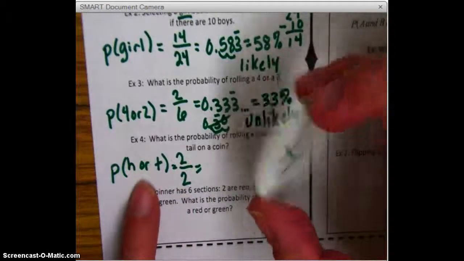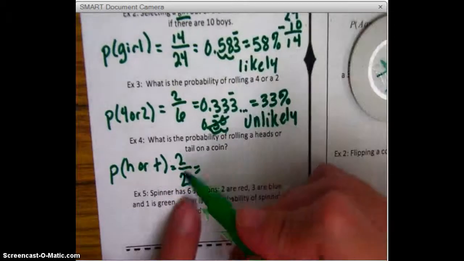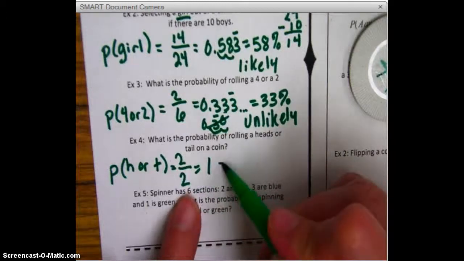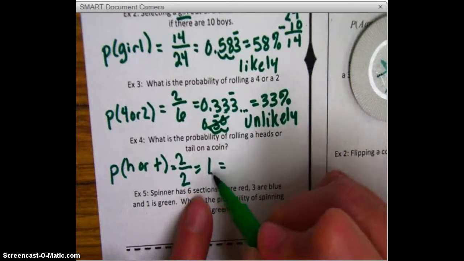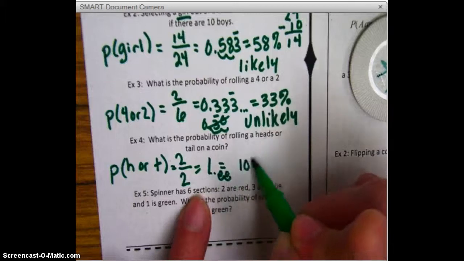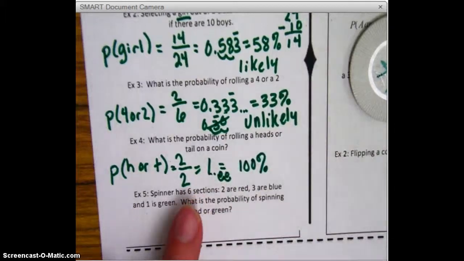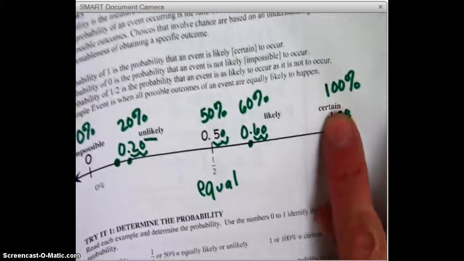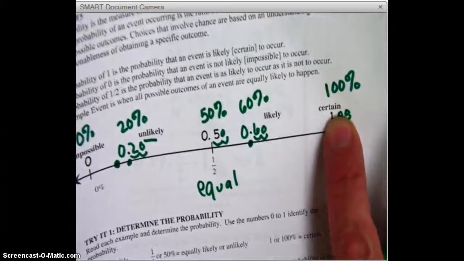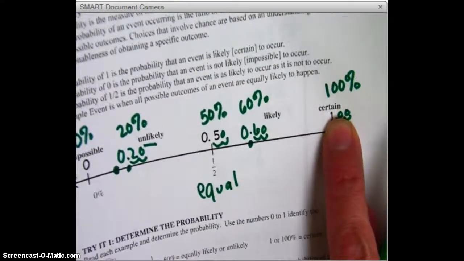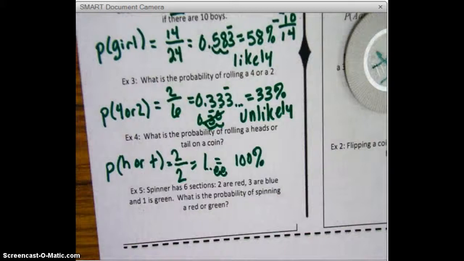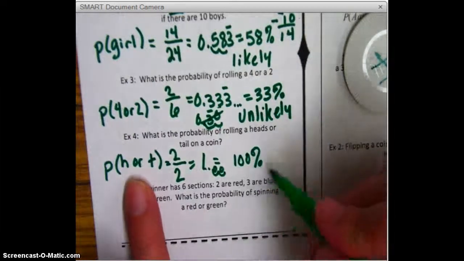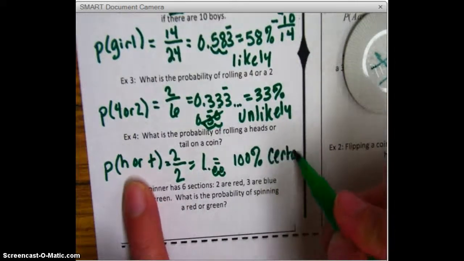So we have a 2 out of 2 chance of flipping either a heads or a tails. 2 divided by 2 is 1. And we're going to convert this decimal to a percent, so we move it 2 places to the right. We have 100%. Looking at our likelihood scale, it would be over here. It's certain, it's absolutely going to happen that if we flip this coin, we're going to land on either a heads or a tails.